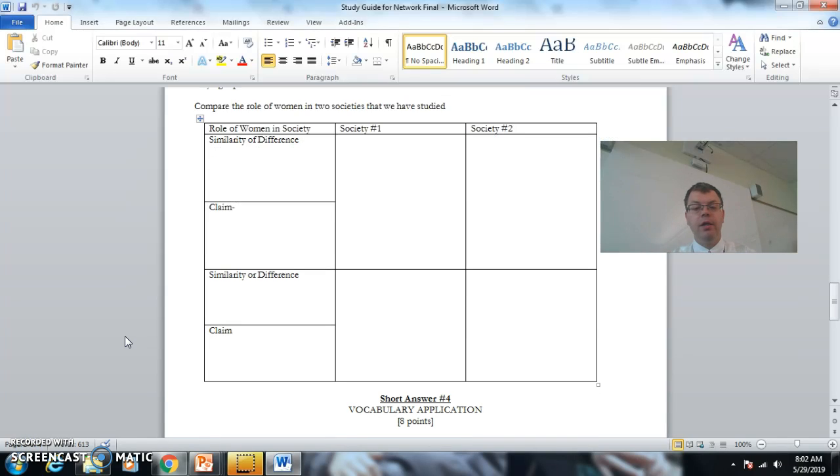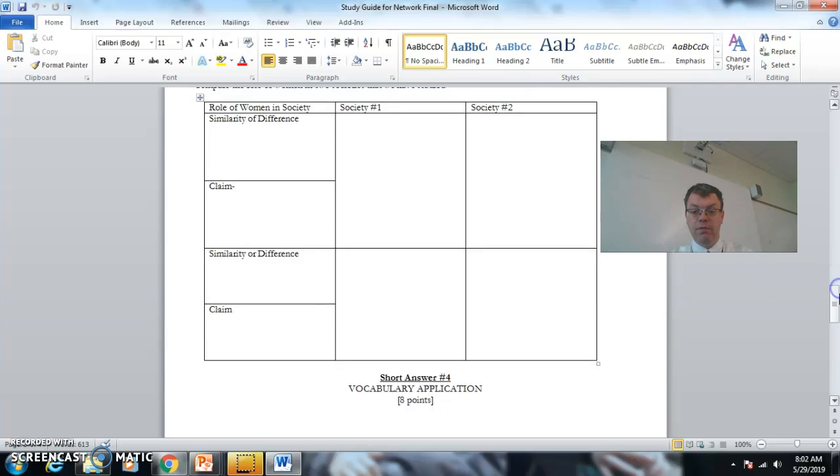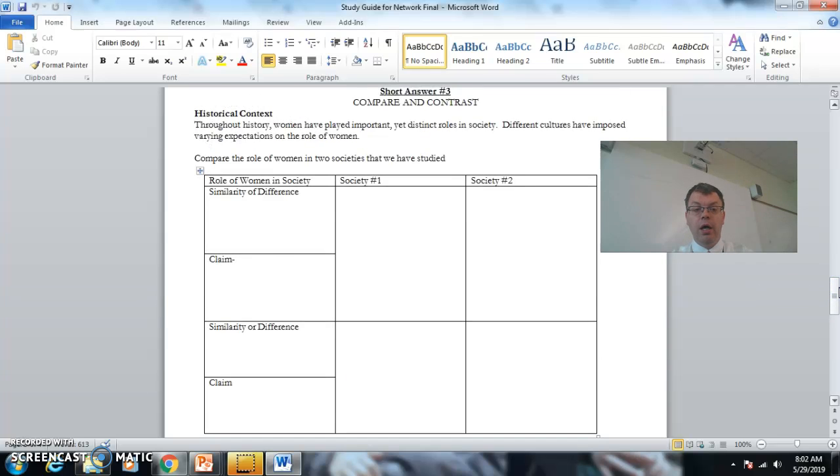Now remember, we can cover anything. We can go back all the way to Paleolithic, Neolithic societies. We can talk about the Mongols, the Chinese dynasties. We can talk about societies in the Americas. You will need to have 2 societies, how they're similar and different. And if you look at this question, it says compare the role of women in societies that we have studied. It does not say you need 1 similarity or 1 difference. You can do 2 similarities. You can do 2 differences. Just make sure you have your societies there.